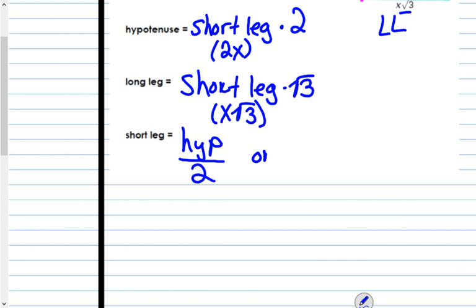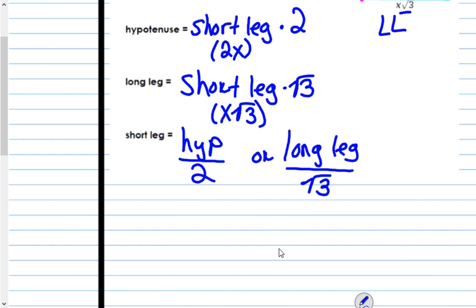Or I could take the long leg and divide it by the square root of 3. I would work backwards. I would do the opposite. If I have the short leg, I multiply it by 2 to find the hypotenuse. So if I have the hypotenuse, I can divide it by 2 to find the short leg. Just do the opposite. We're dividing instead.